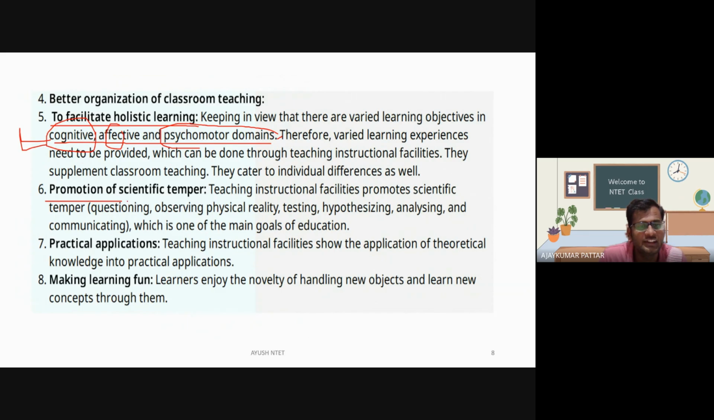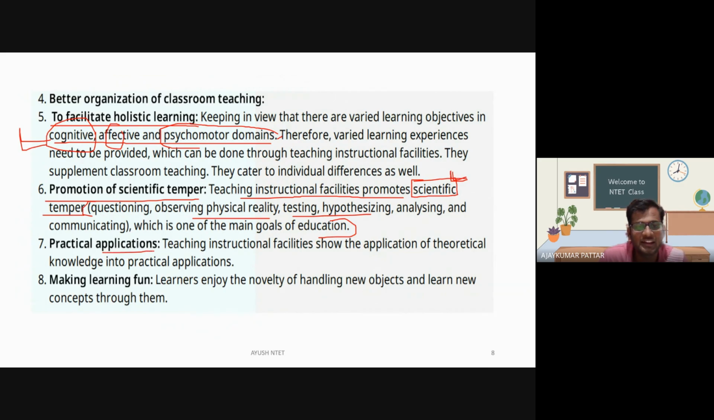Then promotion of scientific temper. Instructional facilities promote the scientific temper: questioning and observing physical reality, testing, hypothesizing, analyzing, which is one of the main goals of education. These are the goals of education. If you have proper facilities, then it will give the scientific temper. Scientific temper means scientific knowledge. So you can scientifically explain things if you have the proper facilities.